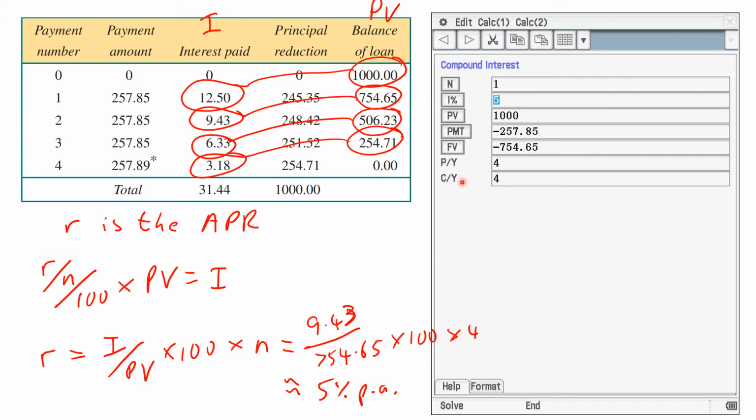I put my PY and CY as 4s. I put my payment in as negative. It tells me my payment over here from here, and I can press my I button and I get my 5%. That's another way of doing it. You should have a few strategies on how to solve things.